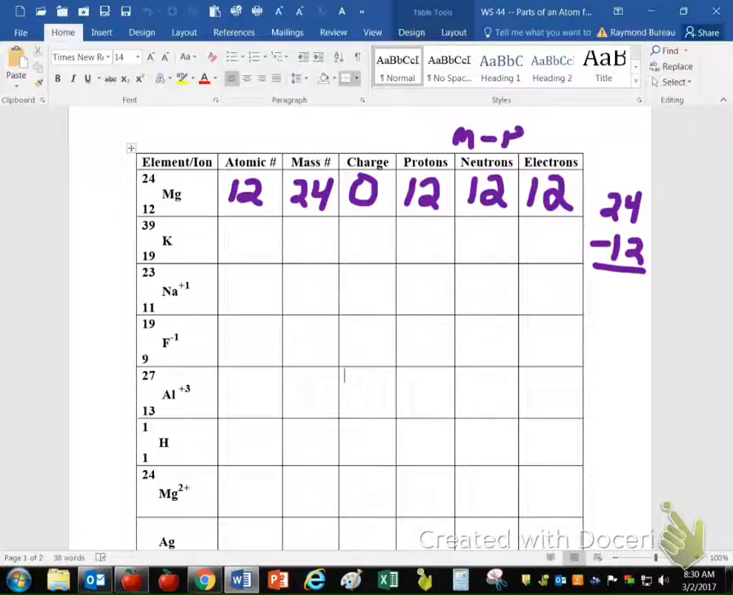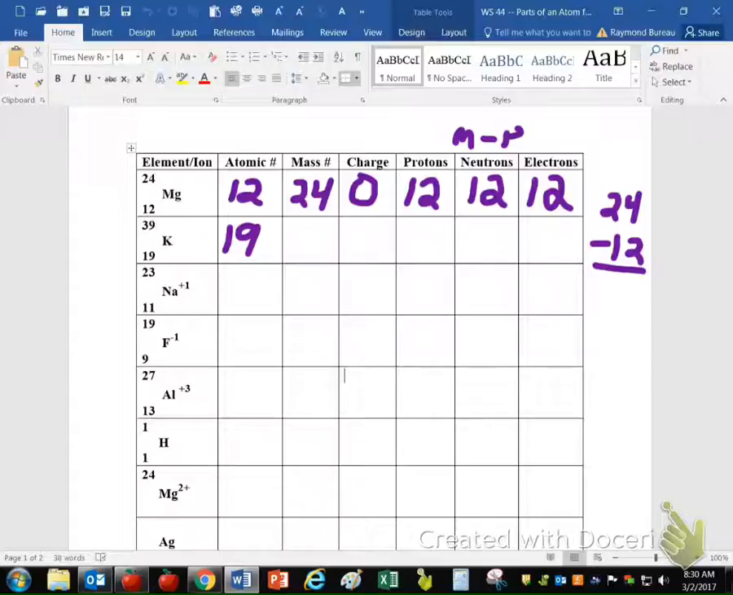Let's do the same with the potassium atom listed next. Its atomic number, which one, the 39 or the 19? 19. And mass will always be on top in this notation and will always be larger. The atomic number will always go on the bottom and will always be the smaller number. Every time, no exceptions, except maybe for hydrogen where they could be the same number.